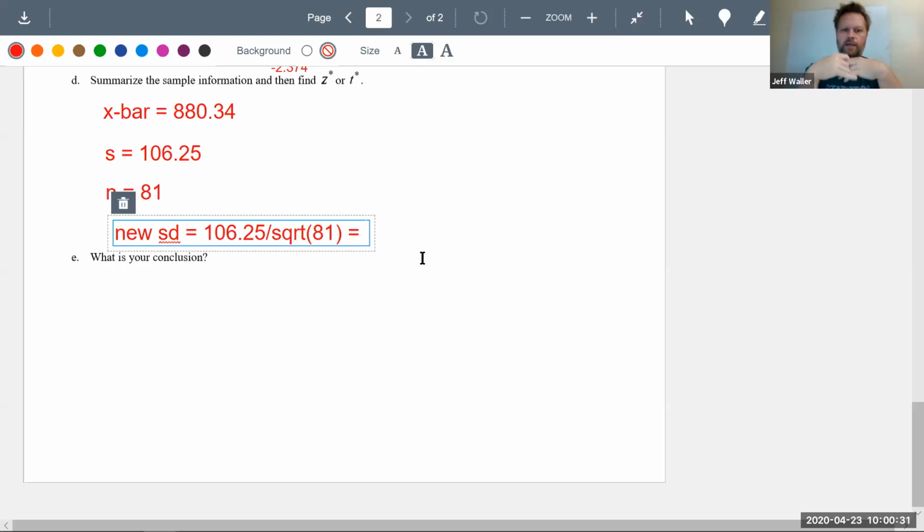That divided by square root of 81. That's going to be 11.810. Because remember, standard deviation's got to be at least 3 places, right? Is it 11.810? Don't make me get my calculator out. 11.806. Okay, there we go.